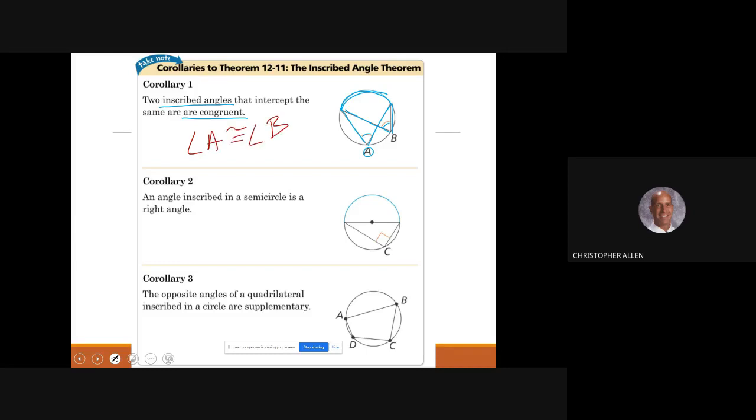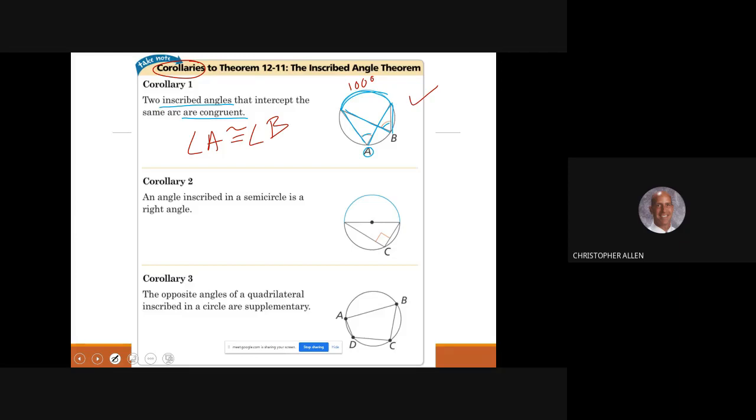Does that kind of make sense? I think it makes sense, right? If this up here was, let's do 100 again. If that arc is 100 degrees, what does angle A have to be? 50. If that arc up there is 100 degrees, what does angle B have to be? 50. It has to be half. Does that make sense? And by the way, if they're both 50 and 50, they have to be equal. So that's what this corollary is saying. By the way, corollary is just a fancy word that basically means the same thing as theorem. Okay, so far so good?